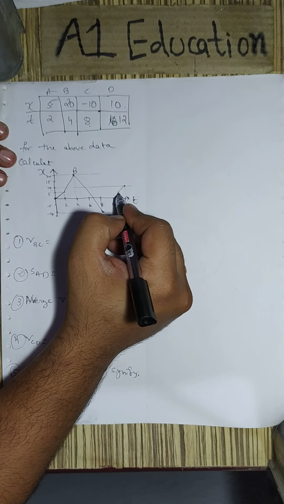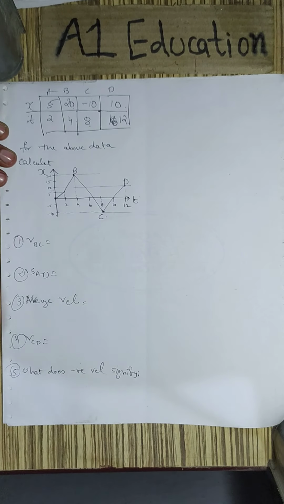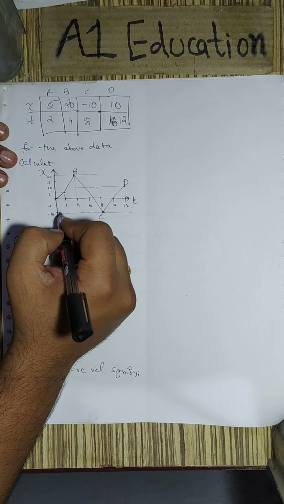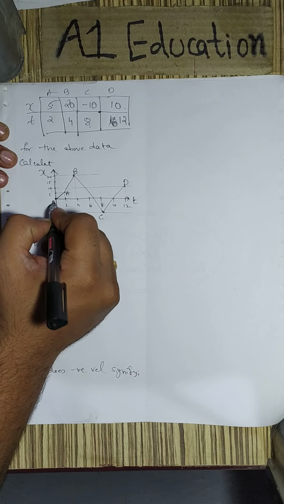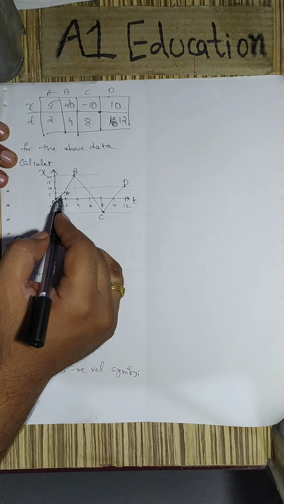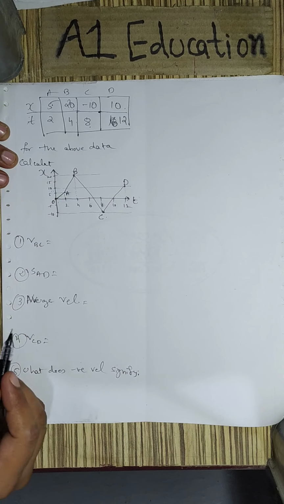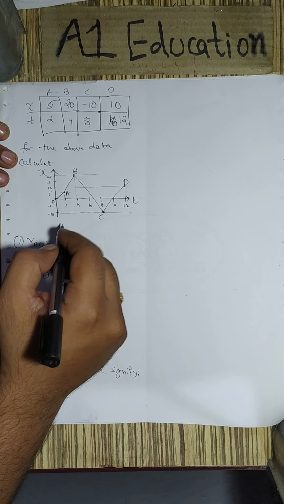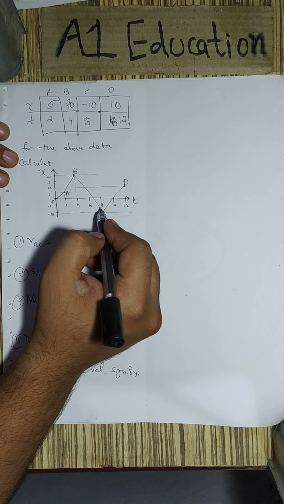So here, D. So this is A, let's say this is the origin O, right? So from O to A to B, B to C, C to D. Let us calculate these things for this graph. It's now easy. Velocity between B and C, negative slope, right?